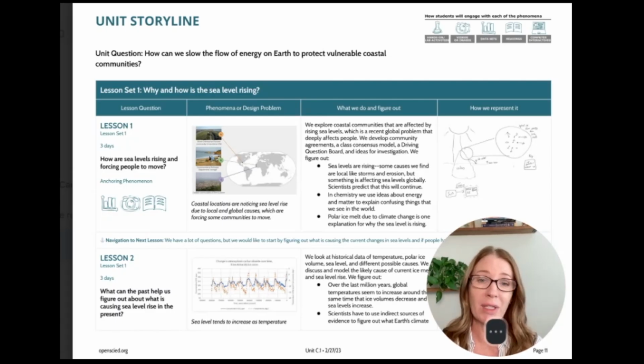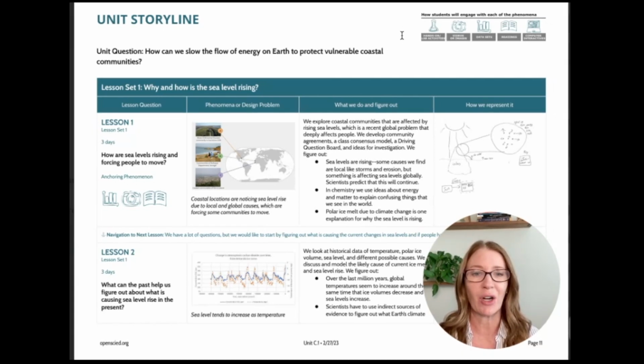There will be some OpenSciEd units that are straight physical science, but this one has a good chunk of earth science, and so does C5. So hang tight and let's walk through it, and know that there is a reason for all this earth science in our chemistry classes. I want to point out these icons right here.